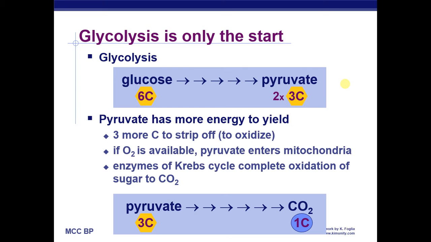If oxygen is available, then pyruvate is able to enter the mitochondria, the powerhouse of the cell, and the enzymes of a circular sequence of chemical reactions called the Krebs cycle can be used to complete that oxidation.